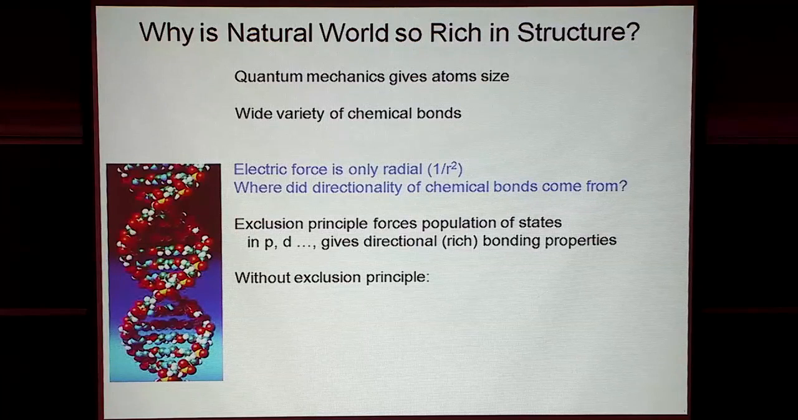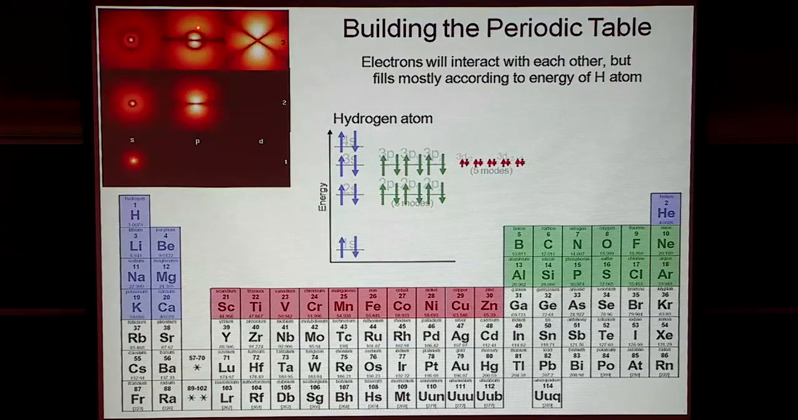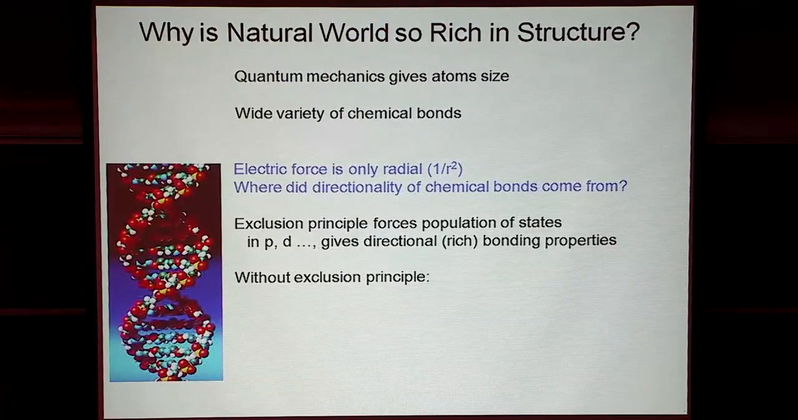Well, it comes from the exclusion principle, which forces populations not just in the symmetric cells, but in these p and d orbitals and all these complex orbitals, and if you look back up here, they have some directionality. Their electrons are in this direction, but not in this direction, and here it's even more complicated. So these very complex p and d orbitals give you all this interesting directionality information that forms the basis of chemistry and structural things.